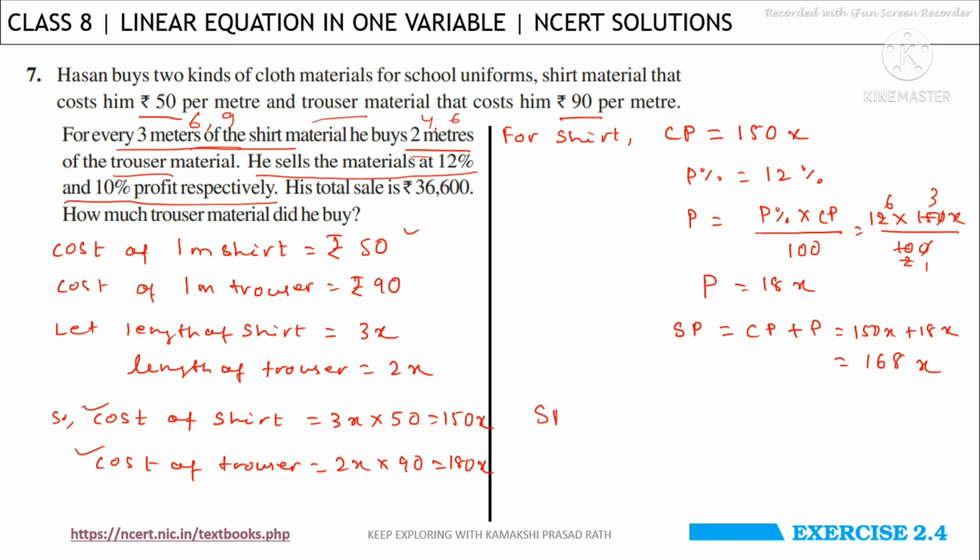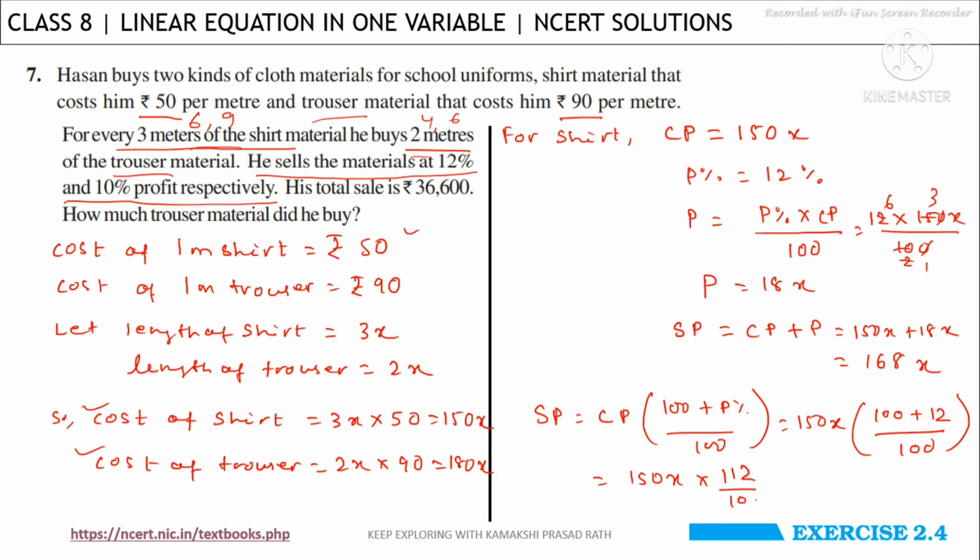In this way we can find the selling price. We can also use the direct formula for finding the selling price, that is CP into 100 plus profit percent by 100. This can also be used so that we can get it directly. So CP is 150x multiplied by 100 plus 12 by 100, we get 150x into 112 by 100. By cancellation we can do this one. So 56 3s are we get 168. So any method of our choice we can use. This is the direct formula, and the other is the basic method. So by this method we have found the selling price of the shirt is 168x.